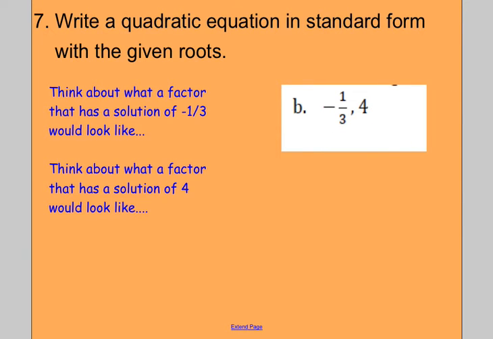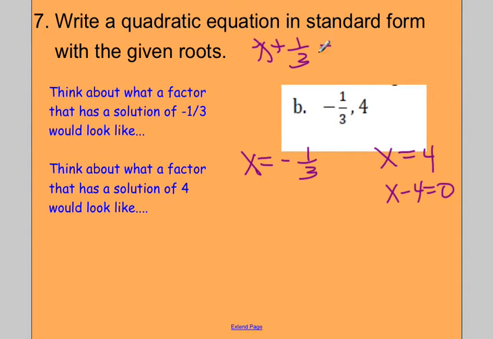Okay, we have a fraction this time, so we're going to start out the same way. We would have x is equal to negative 1 over 3 and x is equal to 4. Let's do the easy one, the non-fraction. This gives me x minus 4 is equal to 0. Okay, I want to get this one to be equal to 0, but I can't just add 1/3 is equal to x. Or sorry, x plus 1/3 equals 0.